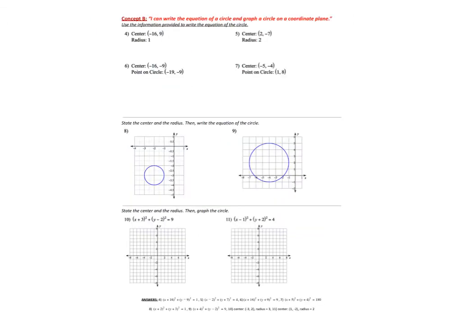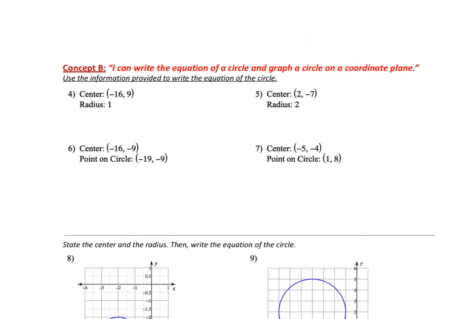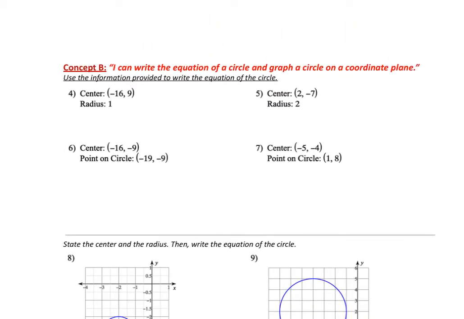All right, so now let's take a look at concept B. So concept B is equations of circles. So for this whole section, you are going to need to remember the equation of a circle. So it's x minus h squared plus y minus k squared equals r squared, where (h, k) is the center.